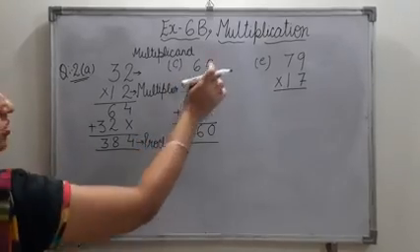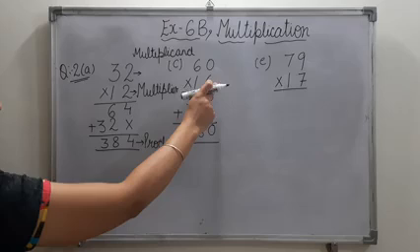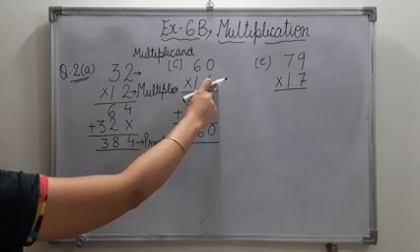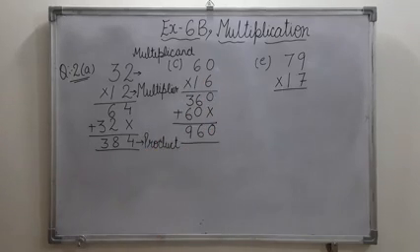In C part also it is called multiplicand, by which we will multiply. It is called multiplier and the answer is called product. Okay. Here 79 is multiplicand and 17 is multiplier.